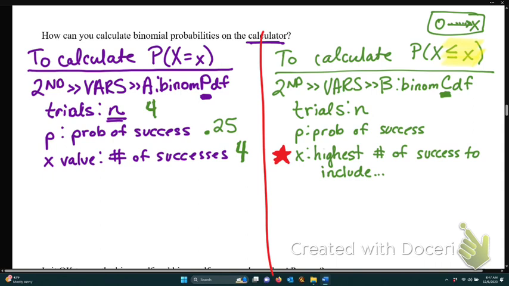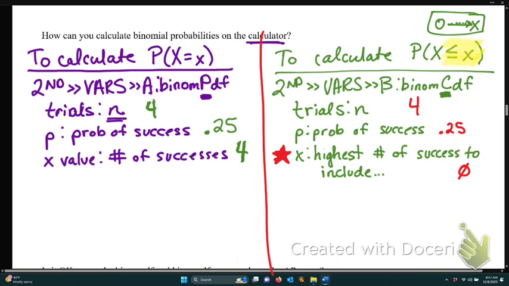All right, so here's why this is tricky. Here we go. Everybody go to binomial CDF. Second vars B for binomial CDF. Put in trials is 4. Put in a probability of success is 0.25. And I want you to go ahead and put in a highest number of successes of 0. Whoa. It's going to give us the same answer. So you should get just the probability of 0, right? Did you? Yes, you should.